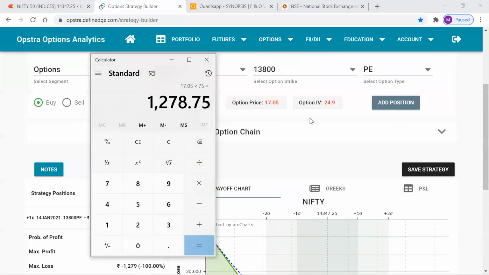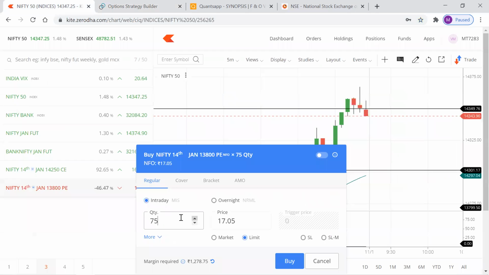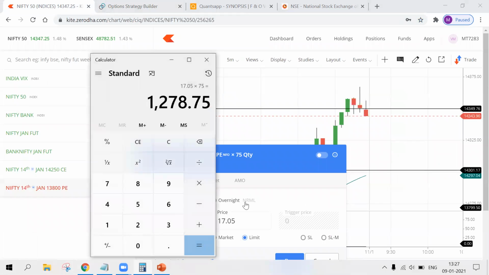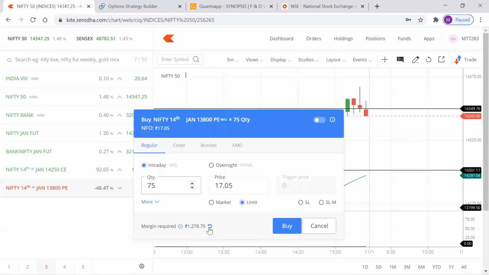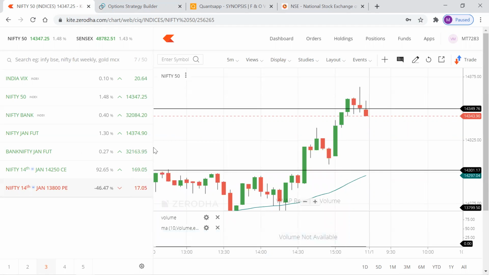See, what's the premium here? 17.05. So 17.05 into how many quantities? 75 quantities. Okay, so I'm dealing with 75 quantities, which is one lot. So I'll be losing only 17.05 into 75, which is nothing but 1278. Okay, I'll be losing only this much. I'm paying 1278 to enter into put option, to buy put option. So this is the premium I am paying, and I'm going to lose only the premium which I have paid. Okay. All right, let's get on to slides.